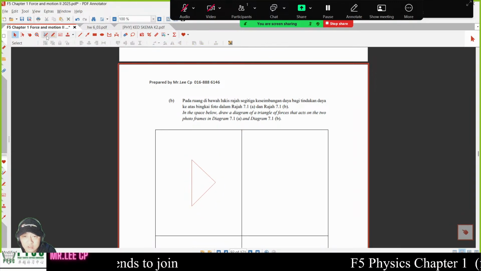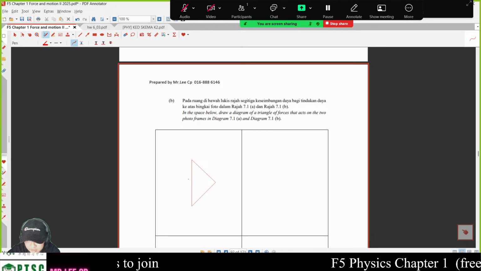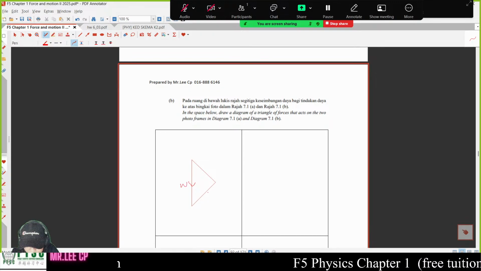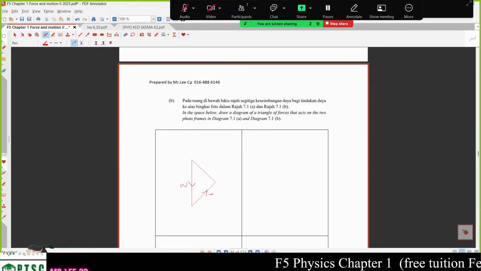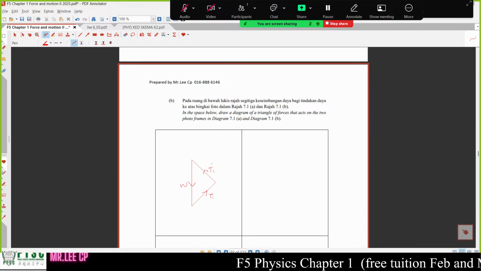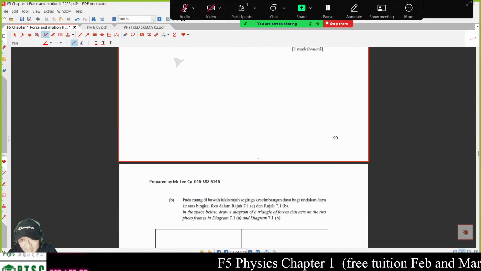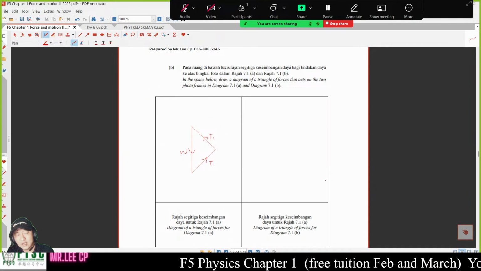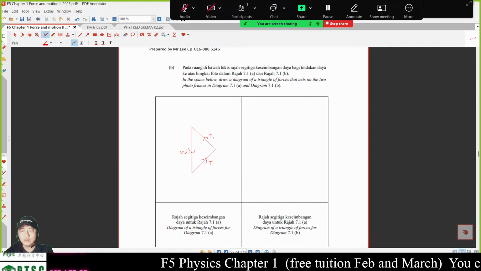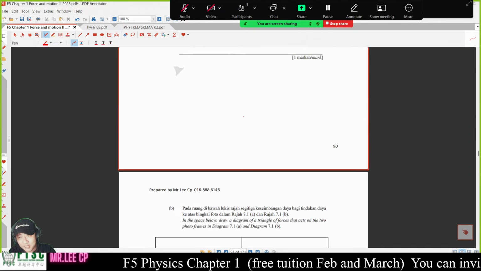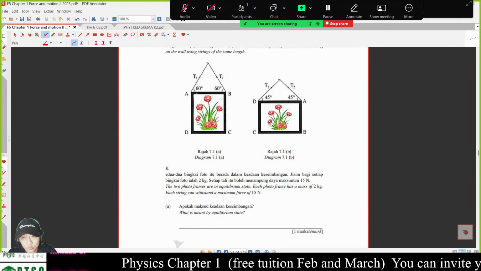So label it, and then this one is weight. This one is T1. This one also T1. And the angle, put it in, right? This one how many marks? 2 marks only. Actually, if you really don't know how to do it, you don't want to put it in, it is okay. But in this structured question, I wish you can put it in.